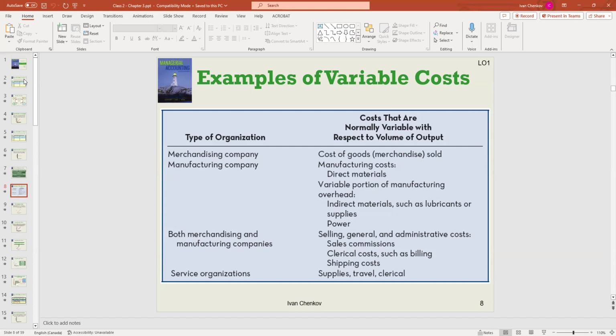Sales commissions are definitely a variable cost. The more the salesperson sells, the more commission he's going to get. Billing on the shipping cost: the more we ship, the more costs we're going to have. For the service organization, we're going to have supplies, travel, and clerical.